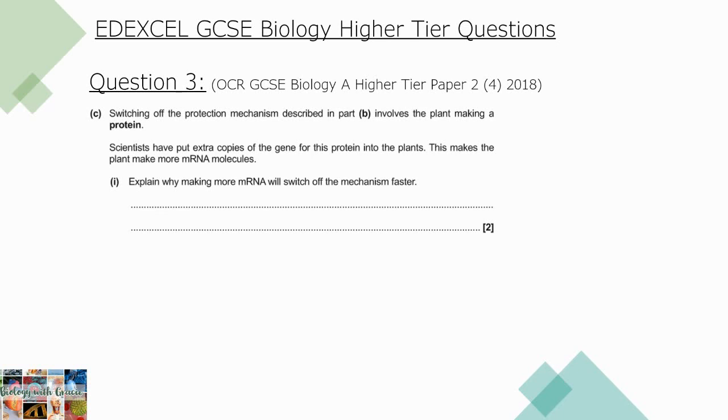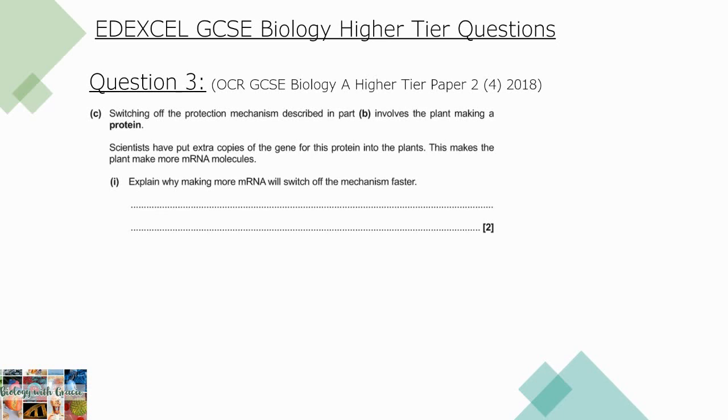So scientists have put extra copies of the gene for this protein into the plant. So this makes the plant make more mRNA molecules. And the question is, explain why making more mRNA will switch off the mechanism faster. So this is a question which is more about applying your knowledge of protein synthesis, so it may seem a little bit tricky at first. So let's just highlight some of the key parts of the question.